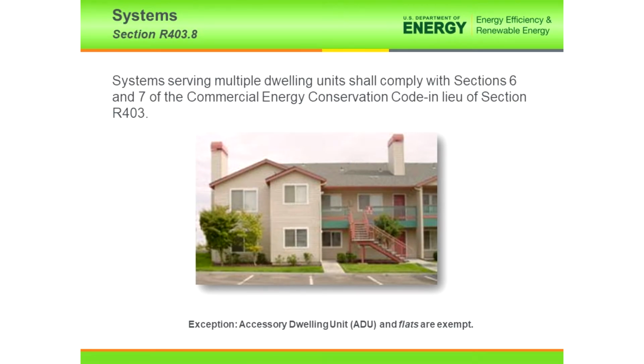All right, so now we're talking about systems. Systems serving multiple dwelling units shall comply with sections 6 and 7 of, it should be the commercial energy code, okay? Not the residential. I thought I changed that, but it should be the commercial energy code in lieu of section R403, right? Now, this is kind of a heartburn for me, and we still haven't worked this out, because the mechanical code states that ventilation air shall not be recirculated from one dwelling to another or to dissimilar occupancies, right?